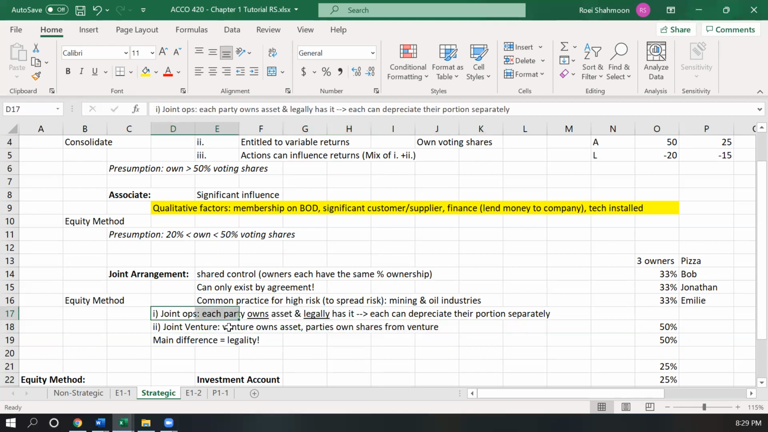So having that business opened up by two companies only opens up the possibility for it to be a venture, but it does not necessarily mean we want it to be a venture. How do we know the difference then? Let's say we have a separate company. How do we know the difference between these two? It depends on legality. Let me explain that.